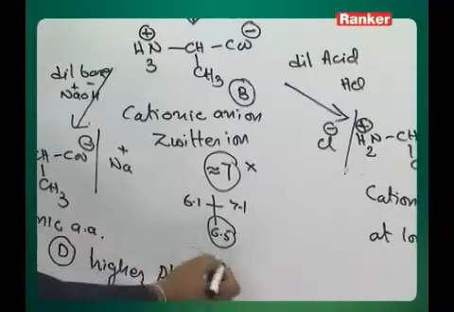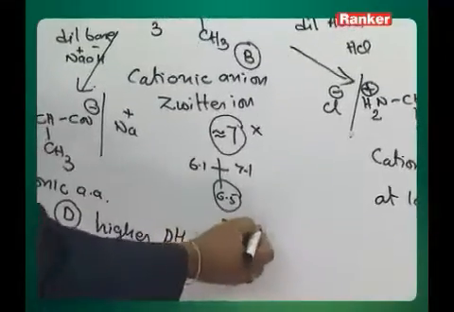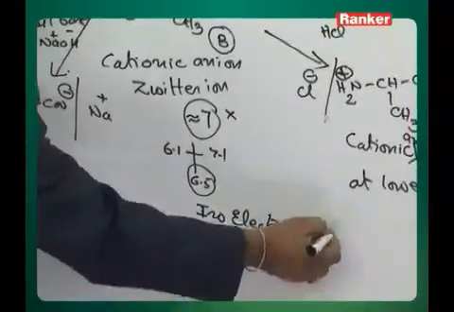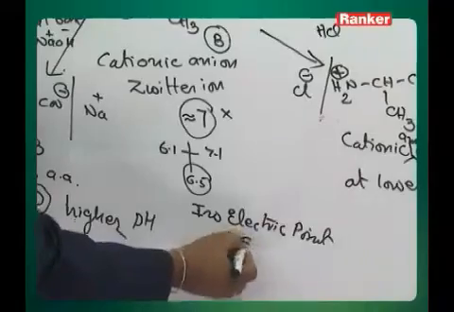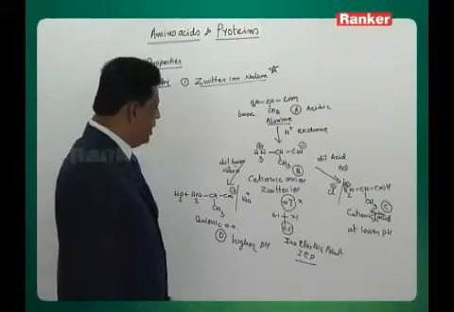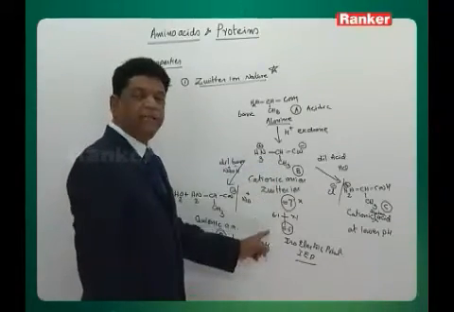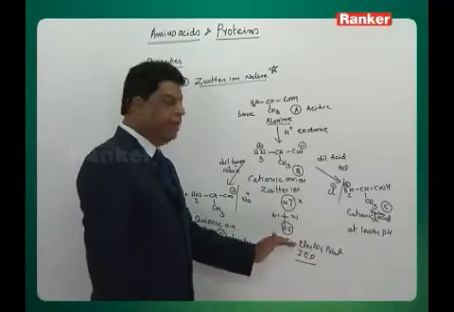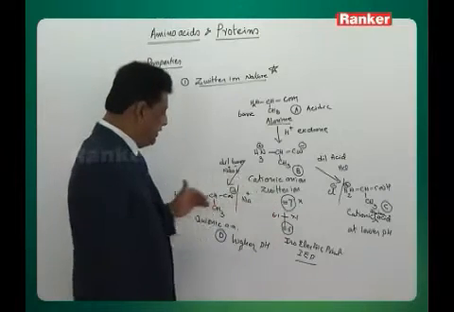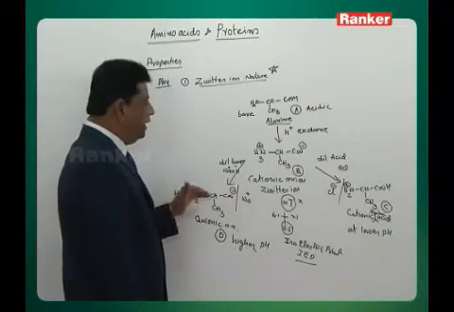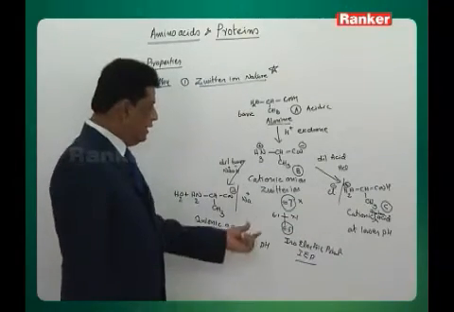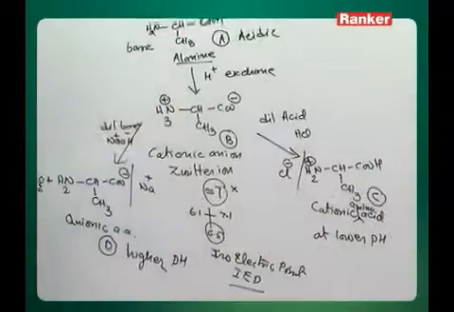This pH is called the isoelectric point, shortly IEP. So, what is the isoelectric point? It is the pH at which the given amino acid exists as a zwitterion. In basic medium, above this IEP, it exists as an anion, and below that IEP the amino acid exists as a cation. That pH is called the IEP.